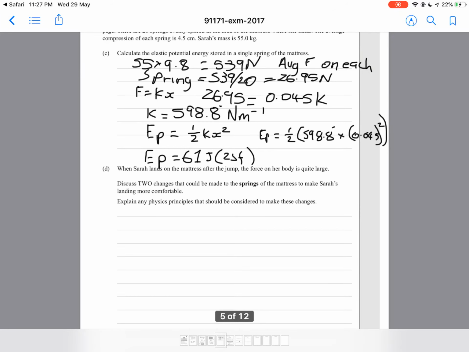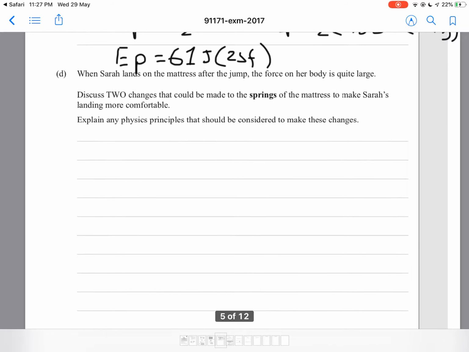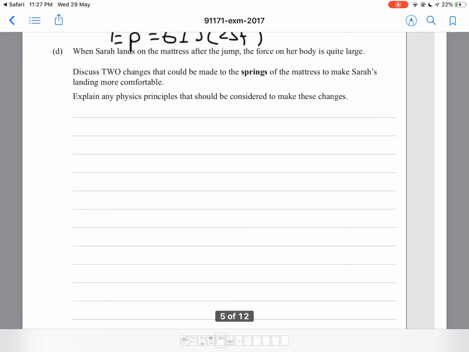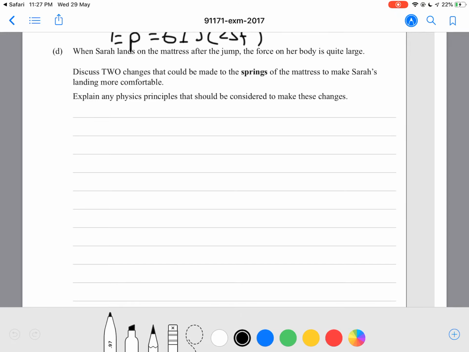Discuss 2 changes that could be made to the springs of the mattress. Okay, so this is a question we could discuss. Discuss 2 changes that could be made to the springs of the mattress to make Sarah's landing more comfortable. Okay, so one, we could replace for looser springs. So why does that work?